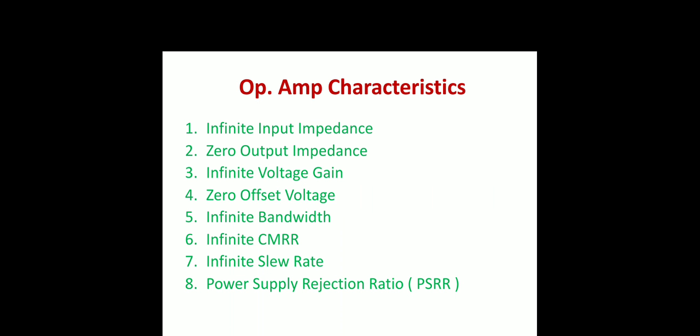The first characteristic is infinite input impedance. That is, total circuit's resistance is infinite at the input of op-amp. Again, second is output impedance. It should be 0. Third is voltage gain. It should be infinite. That is, gain means simply a ratio of output upon input. Fourth is offset voltage, which should be 0. Fifth is bandwidth, which should be infinite. Sixth is CMRR, that is common mode rejection ratio, which should be infinite. Next is slew rate, which should be infinite. And last is PSRR. Let's now see all these parameters one by one.